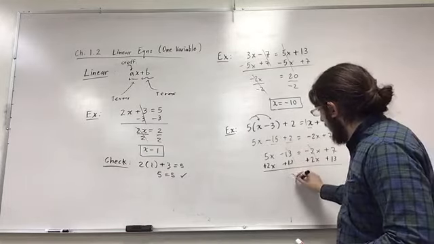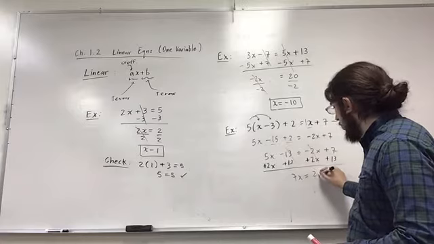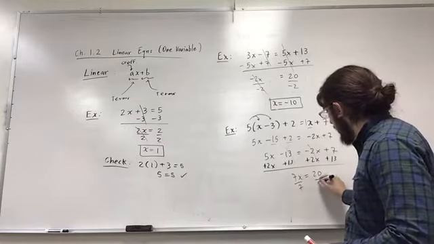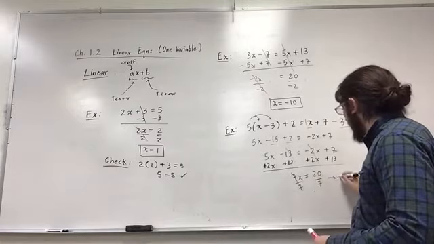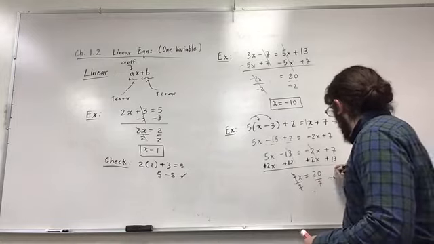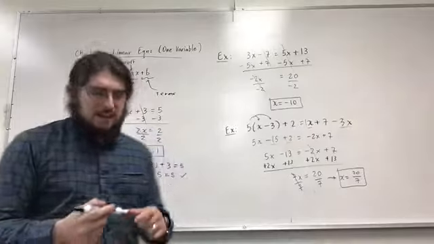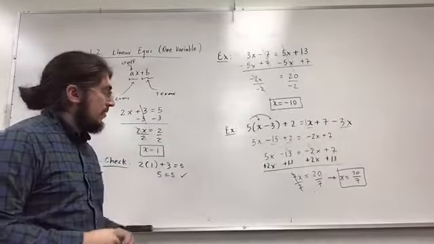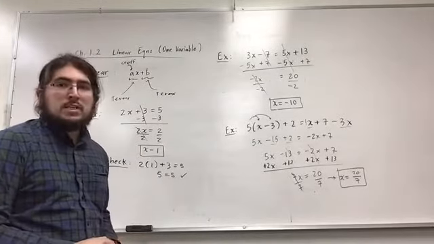And on the left, we get 7x. On the right, we get 20. Dividing by 7 will give us x is equal to 20 over 7, which I'm going to leave like that. And again, the answer is kind of ugly, but hey, it's a number too, so that's fine. And we'll see some more examples right now.